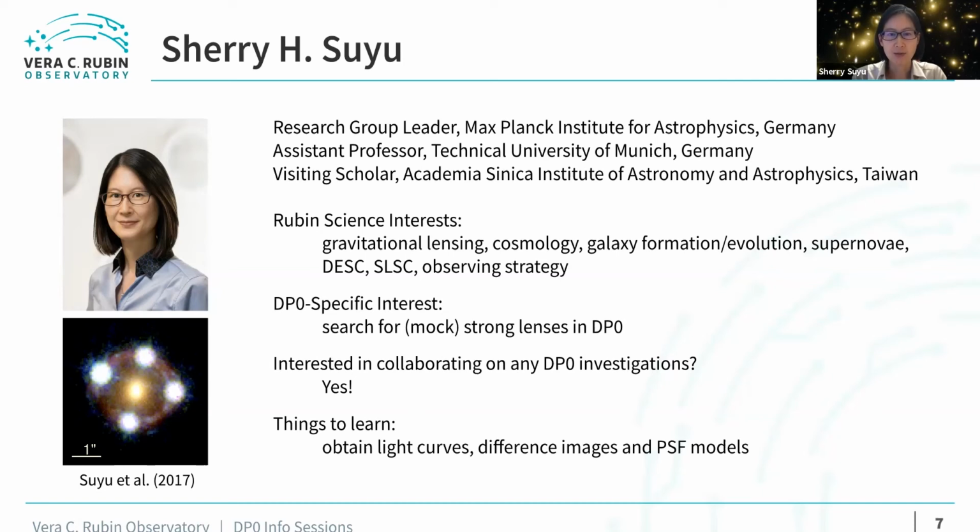So in the DC2, there are some mock lenses injected in there, and our research group here in Munich have been developing lens finding tools for this in particular. So Yiping Xu, who is also online here, and Raul Canamares, they are also both DP0 delegates, and the idea is to try to look for these mock lenses in DP0. And I'm certainly interested in collaborating on DP0 investigations. And that's it. Thank you. Thank you, Sherry.